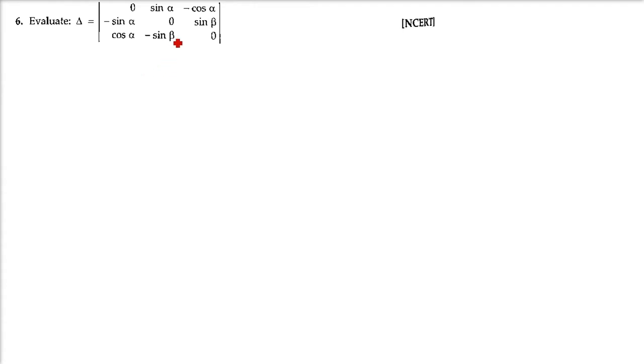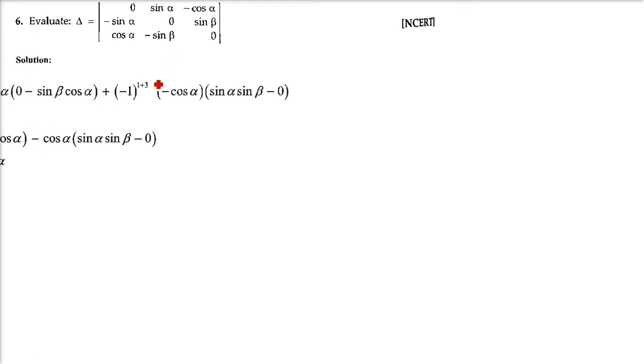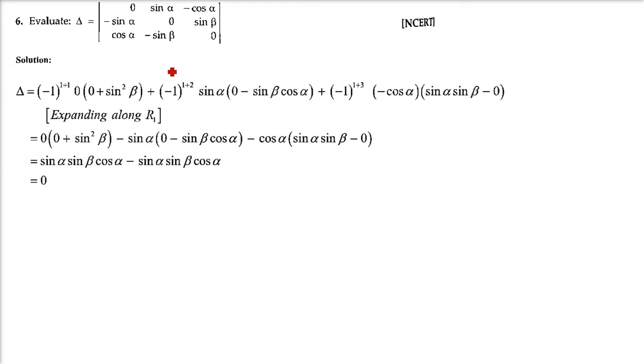Evaluate this thing. So we'll do it one by one. We'll do it properly, okay? So this is the answer if you really want to do it by yourself, and you can just recheck whether you have done it correctly or not. It is an NCERT question, so we are going to do it. So open it using the first row. 0 into, I'm not writing anything because ultimately it will be 0.